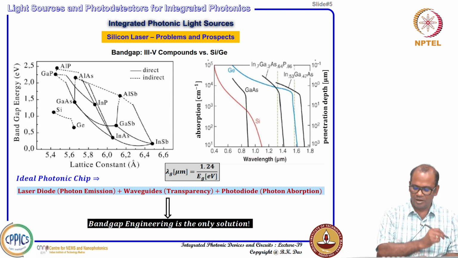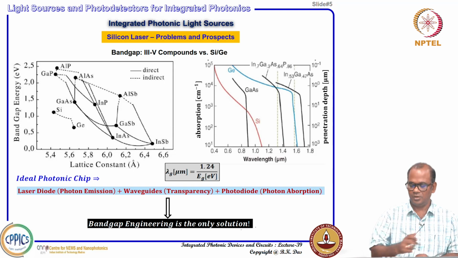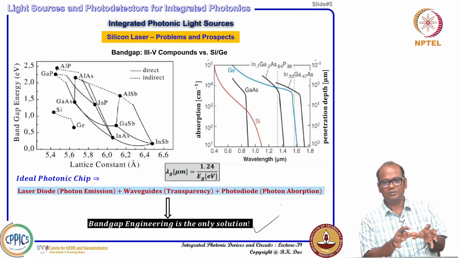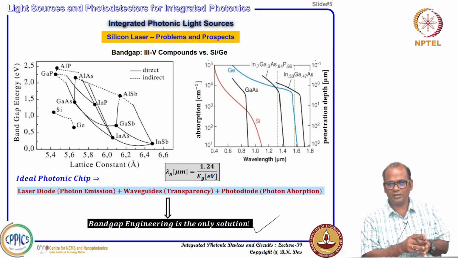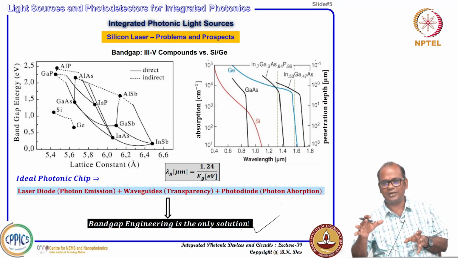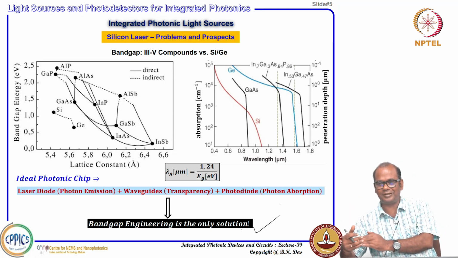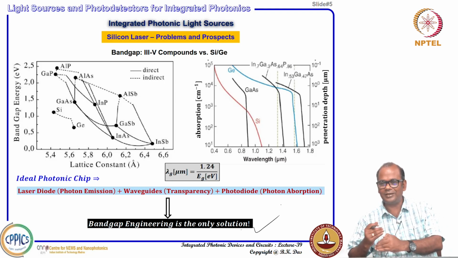So, how is that possible? Band gap engineering is the only solution. Band gap engineering means wherever you need a laser source, you engineer the band gap so that photons can be emitted, and wherever you need waveguiding, you engineer the band gap so that the photon is transparent, so the band gap can be relaxed. And again whenever you need a photodetector, in that region you need band gap engineering for making your detection.